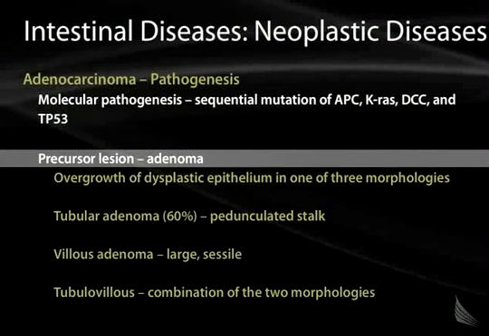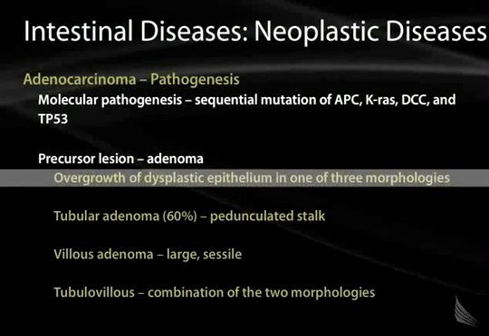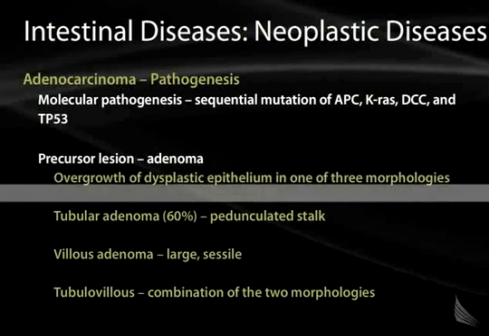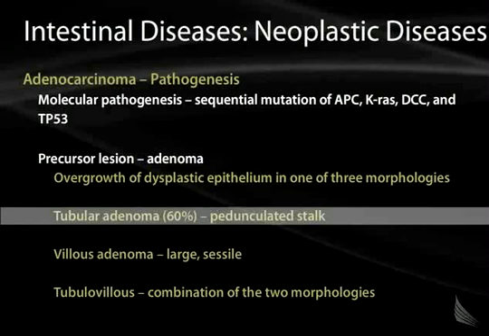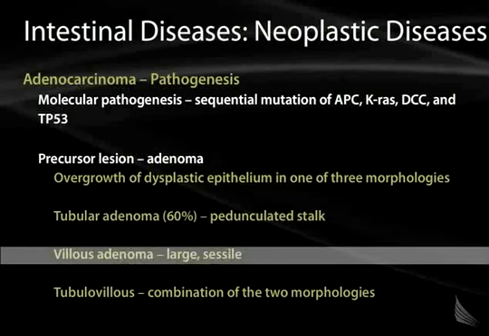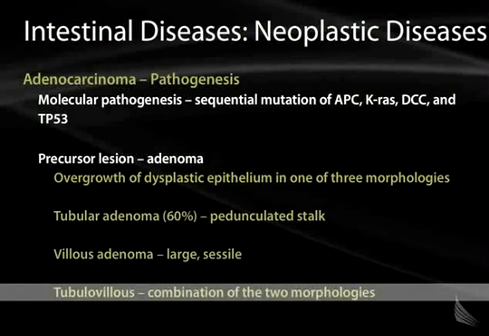The precursor lesion is usually an adenoma, which results from an overgrowth of dysplastic epithelium in 1 of 3 morphologies. A tubular adenoma can either be pedunculated or it can be sessile. A villous adenoma can be large and sessile. A tubulovillous adenoma is a combination of the two. Anytime you see villous adenoma or tubulovillous adenoma, these are very strongly dysplastic lesions and suggest early carcinoma formation.